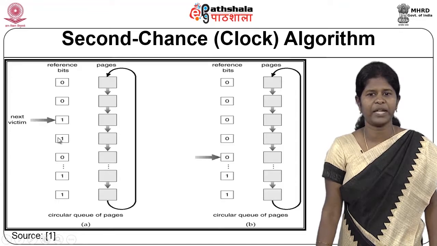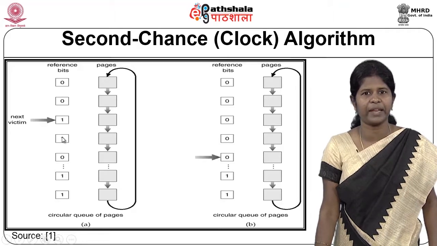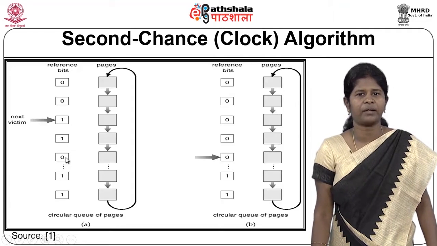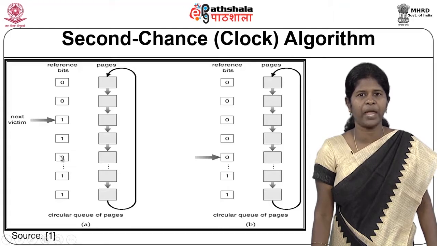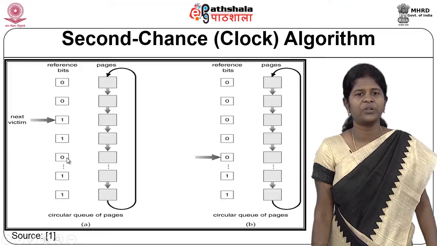Again, for the next page, you see that it was also referred to recently. So the next page is also not used immediately. For that page also the reference bit is changed to 0 and you move on to the next. Because the next one has a 0 value, it is a page that was not referred to recently, and hence you can choose this page for replacement.